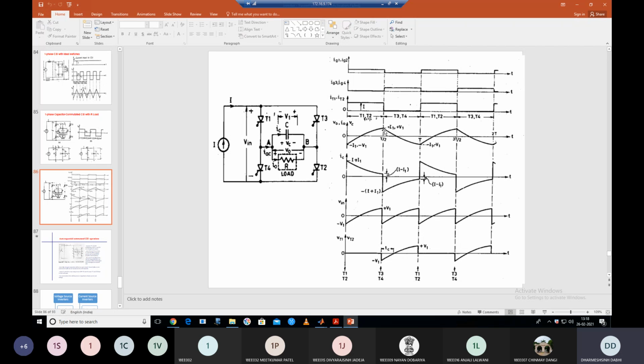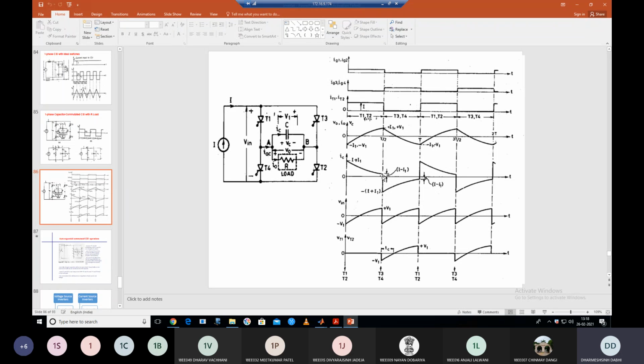We already discussed what is I1, minus I1 and plus I1, so I'm not going into detail about this. Initially you can see that the capacitor current is I plus I1. This is maximum charge, so it is maximum current. And when T1, T2 is conducting, it is discharging. You can see that it is discharging up to I minus I1.